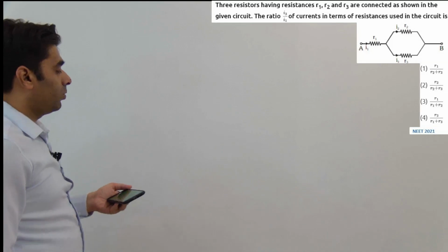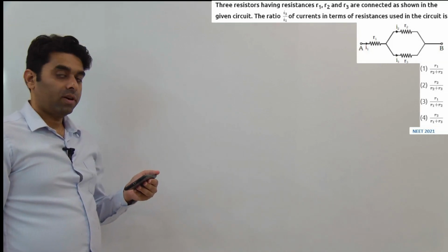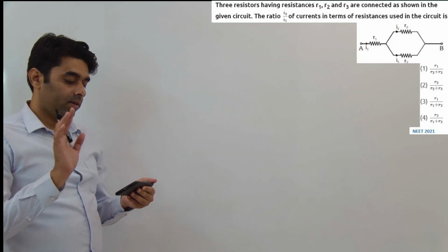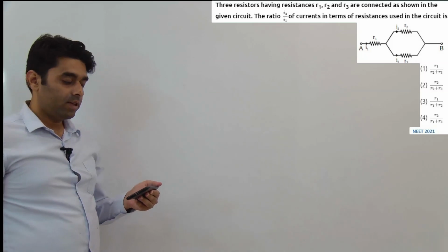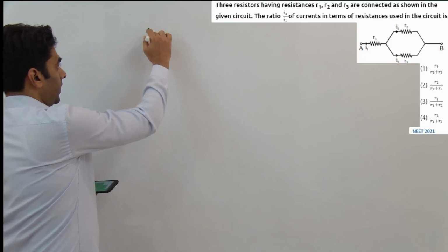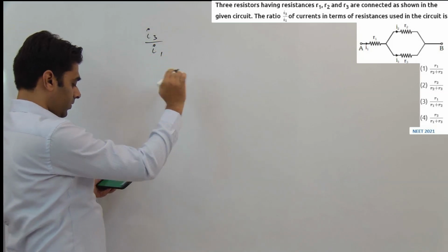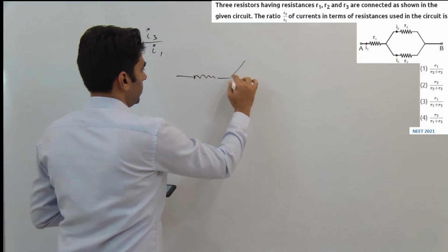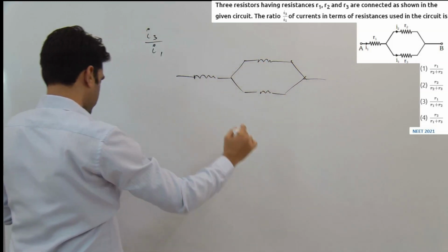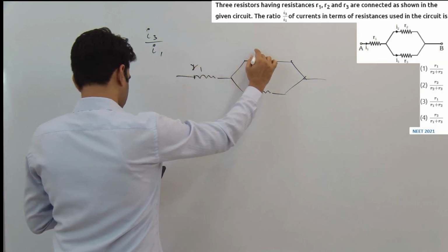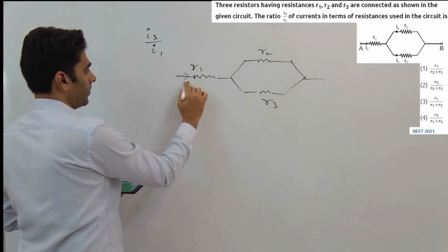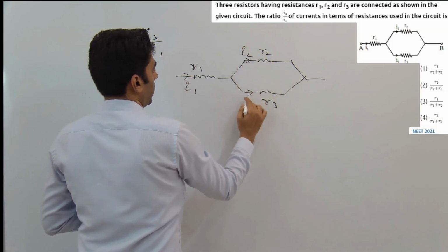Yeah. So our next question is: three resistors having resistance R1, R2, R3 are connected as shown in the figure. Basically R2 and R3 are in parallel, which is connected in series with R1. The ratio of I3 by I1 is asked. Let us draw it. Three resistors are there. This one is R1, this is R2, and this is R3. The currents are I1, I2, I3.